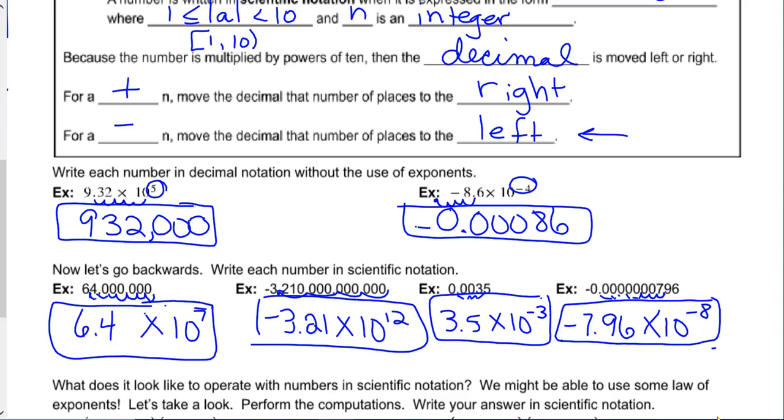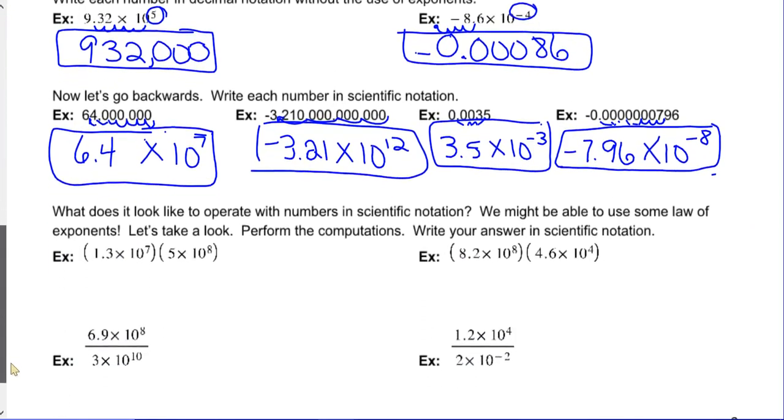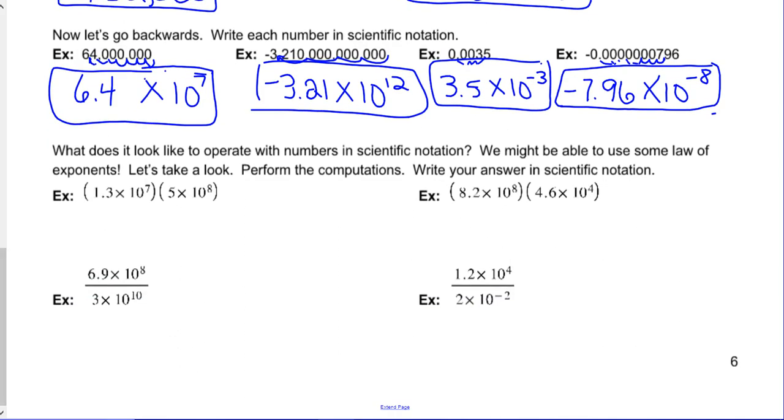Okay? Now, where does this come into play when we work with law of exponents? It's because when I have problems that look like this, now I can combine those powers of 10. So, we're going to operate with these numbers, and we might be able to use some law of exponents. Let's take a look. Perform the computations and then write our answer in scientific notation. So we want to double check that. Now, what I want to do is multiply this times this. All the numbers out front we multiply together. If you do that, you get the number 6.5, which is very nice because that's a number between 1 and 10.